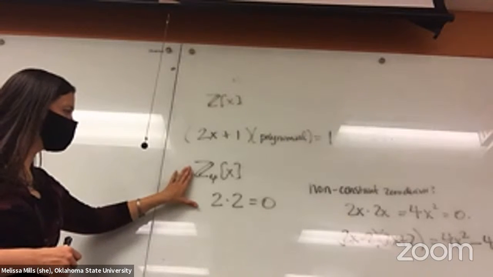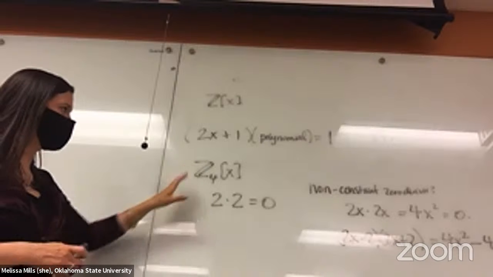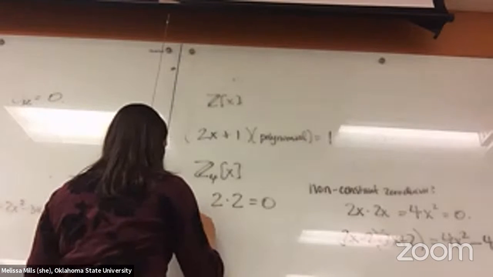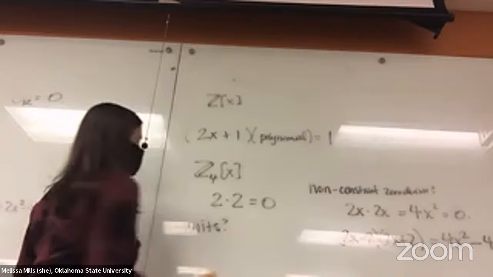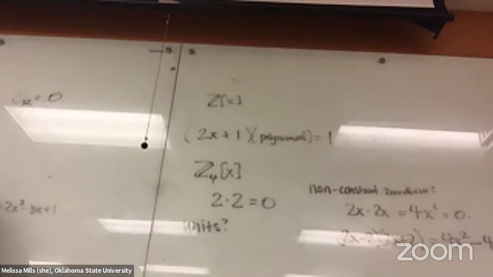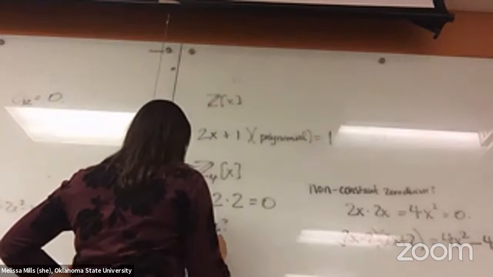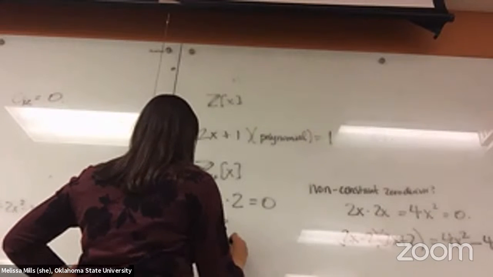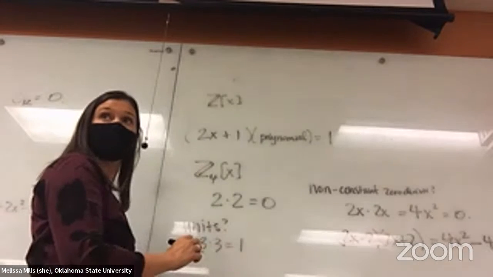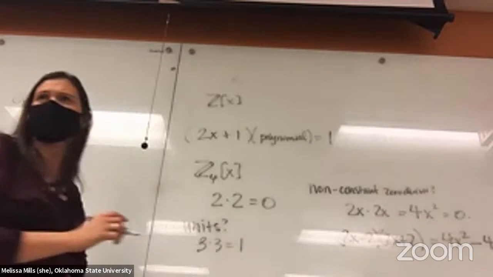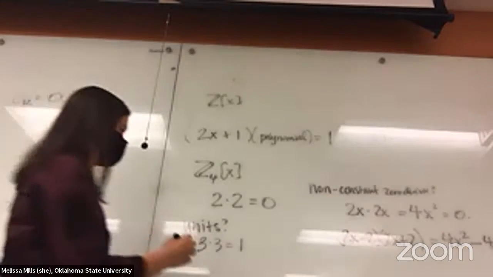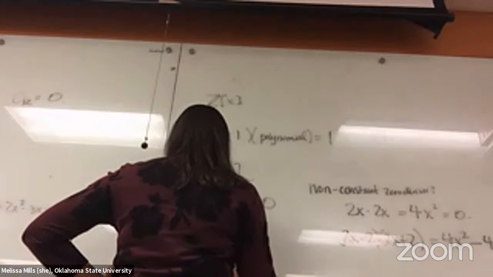So what about in Z mod 4 adjoin X? What would be the units here? Three, and yeah, well, so let's see, 3 times 3 equals 1, right? 3 times 3 is 9, which is 1. And any other units? 1 is always a unit, so 3 and 1 are units.